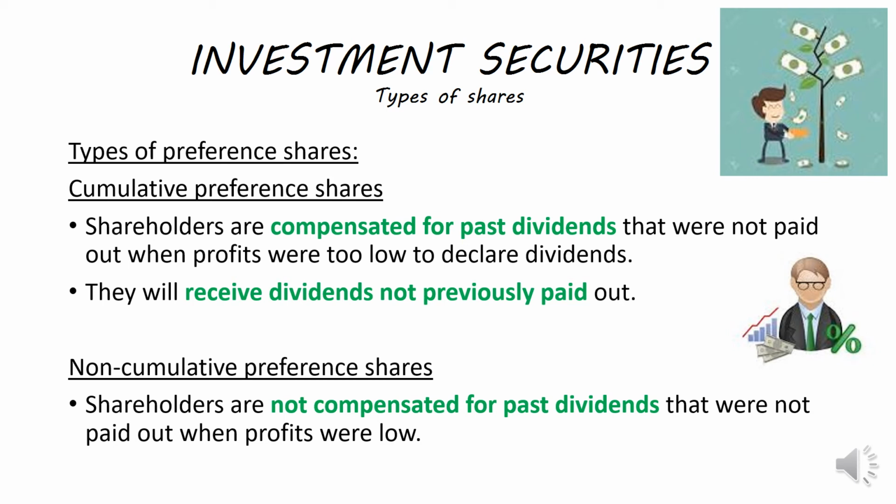So once the company is profitable again, your non-cumulative preference shares will only receive the dividend for that current year. All dividends that were supposed to be received in previous years fall away. They don't get it.